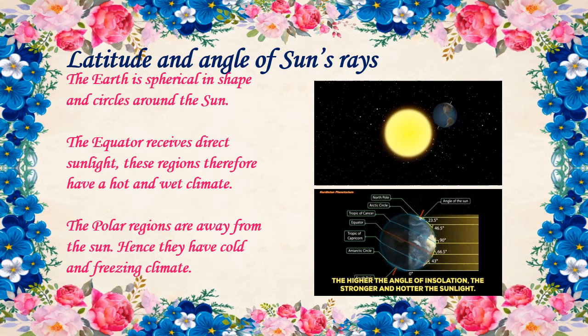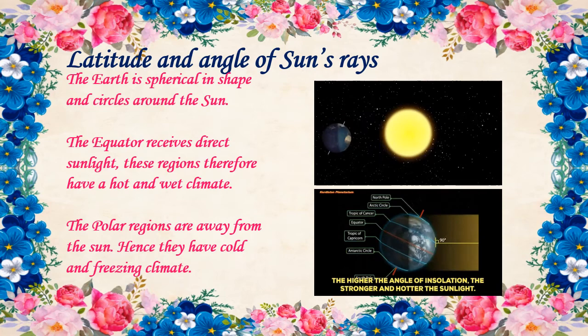The equator, which is near to the sun, receives direct sunlight. Therefore, the regions that fall on the equator line have hot and wet climate. The sun's rays fall with a slant on the polar regions, that is the North Pole and the South Pole. These regions are situated far away from the sun. Therefore, these regions have a cold and freezing climate.